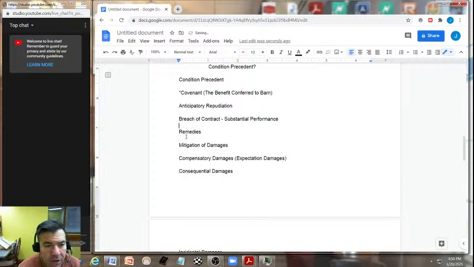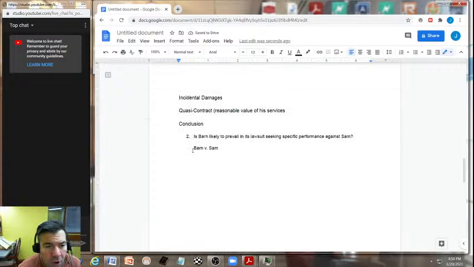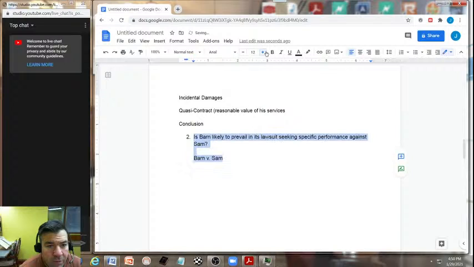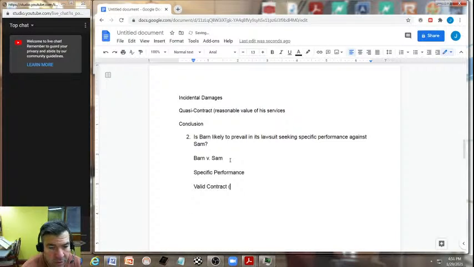Okay, now continuing forward. Now, is Barn likely to prevail in its lawsuit seeking specific performance against Sam? Let's bring up the font on this. Throwing down specific performance here. Remember, under specific performance, we have a valid contract, which is referring to the above.